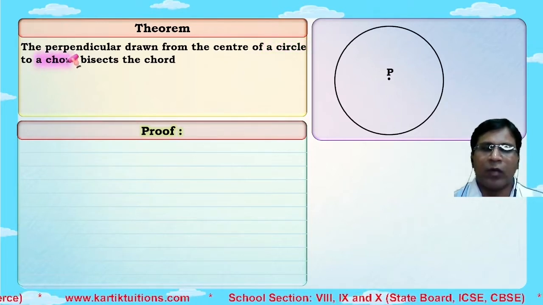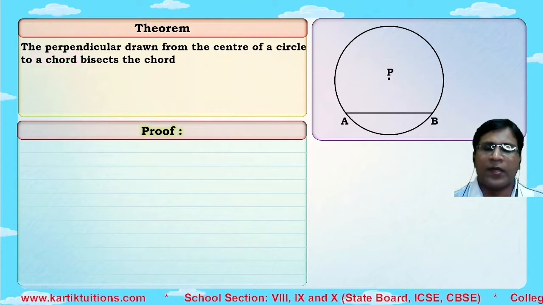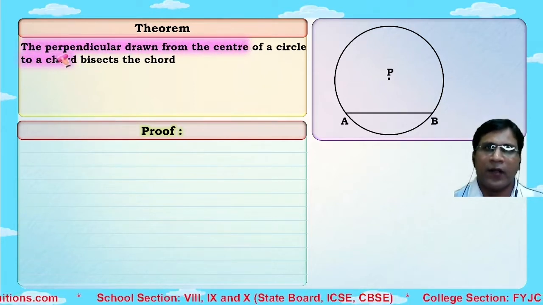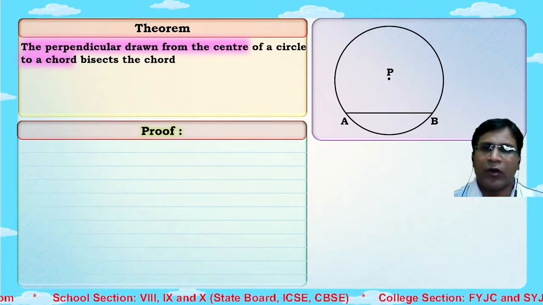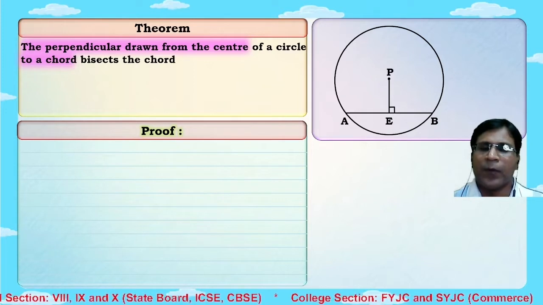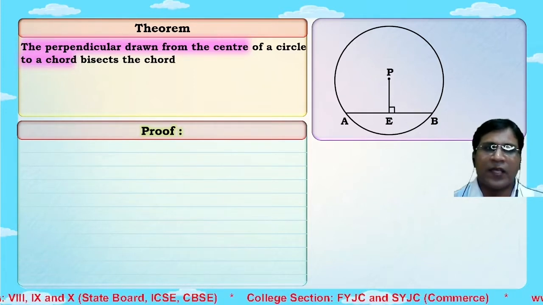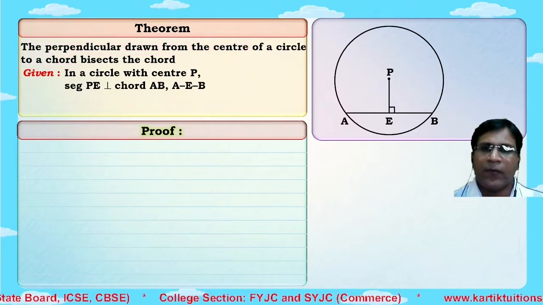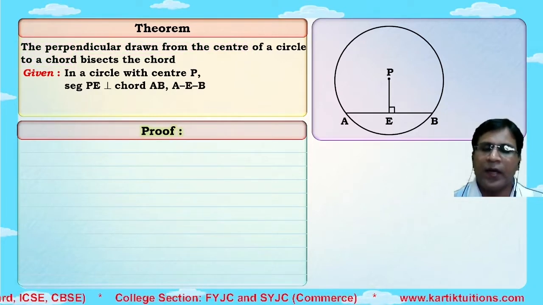Then they are talking about a chord, so I'll take the chord AB. And they are also talking about a perpendicular drawn from the center. Now our center is P, so I'll draw the perpendicular from the center P. So I have taken PE perpendicular to AB. So let us write the given part. The given part says there is a circle with center P where PE is perpendicular to AB and E lies between A and B.